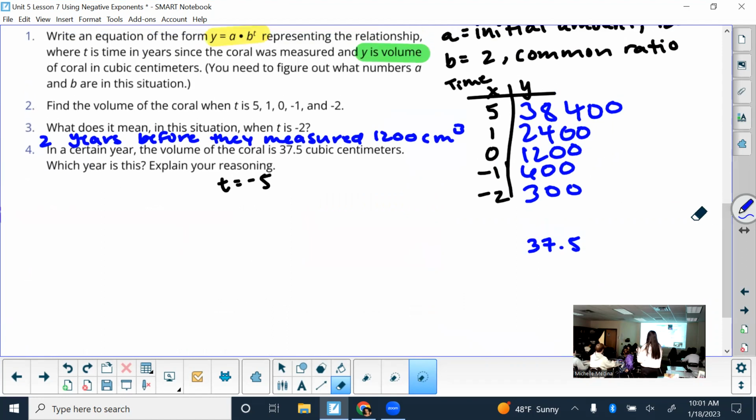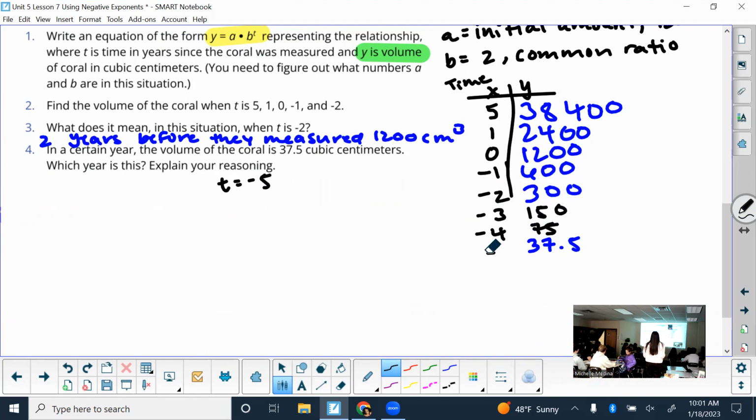So in other words, the opposite of doubling would be dividing by 2, or multiplying by 1/2. So I could have kept the pattern going, like 300 divided by 2 is 150, 150 divided by 2 is 75, and that's something you could have done.